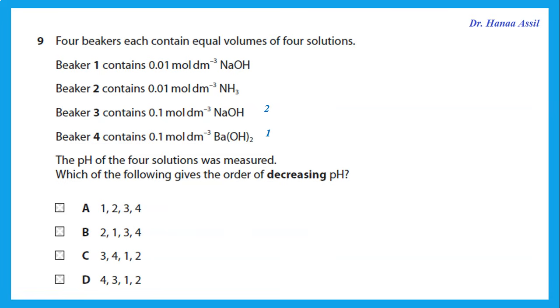Now comparing 1 and 2, remember sodium hydroxide is a stronger base, and that means higher pH, and then the ammonia will have the lowest of the 4 beakers. So that is the arrangement starting from beaker 4, beaker 3, beaker 1, and then beaker 2.